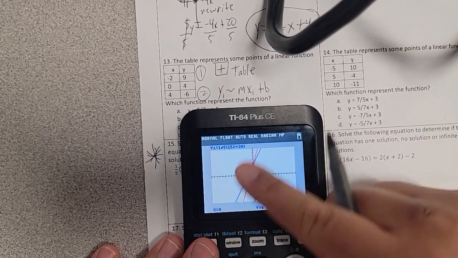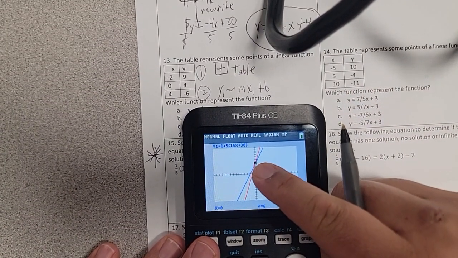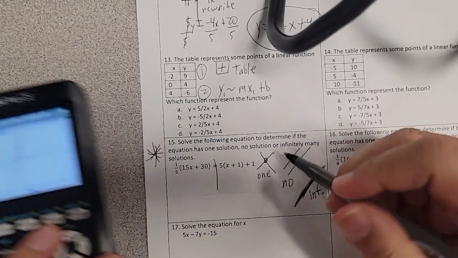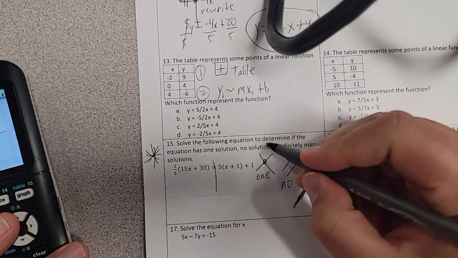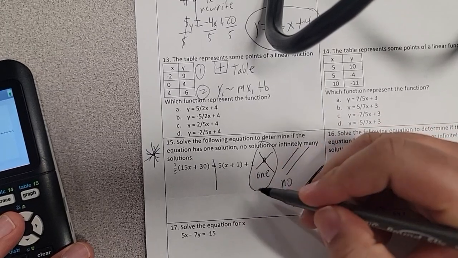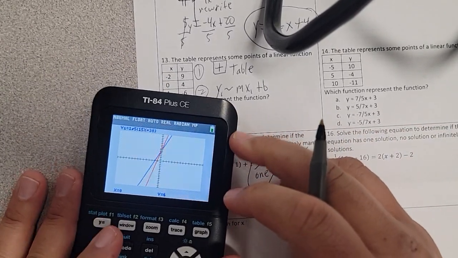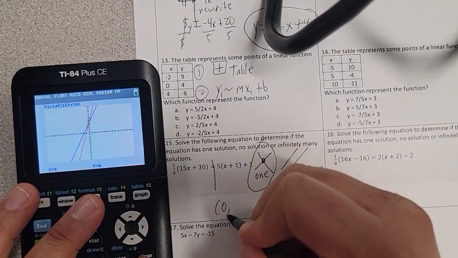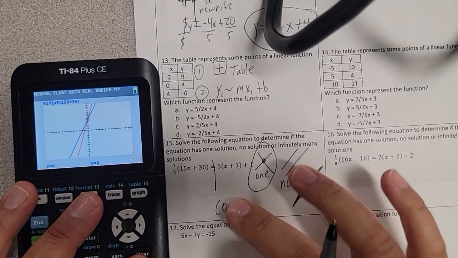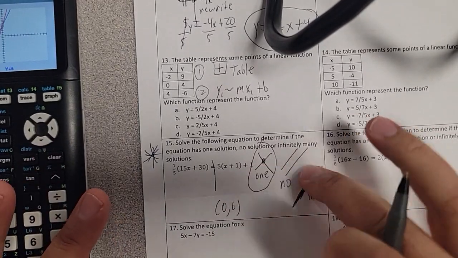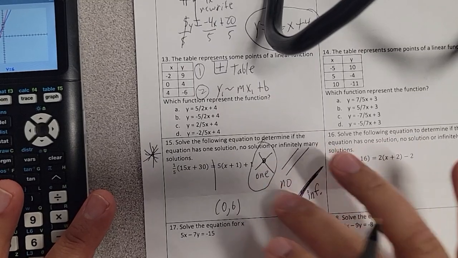So mine looks kind of like a really skinny X because it crosses only 1 time at 0, 6. So this one is going to be 1 solution. I don't think it asks for the answer, but if it does, the answer is 0, 6. I just think you have to say 1, no, or infinite, one of these. That's all.